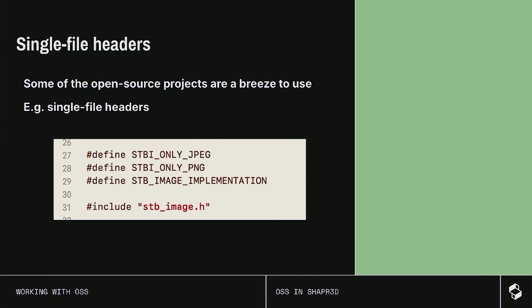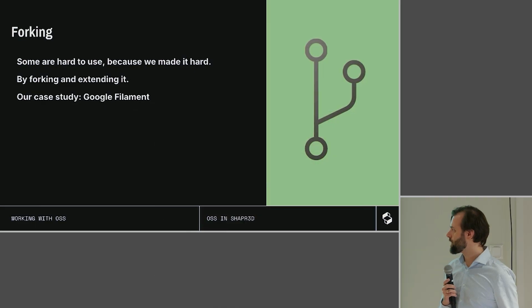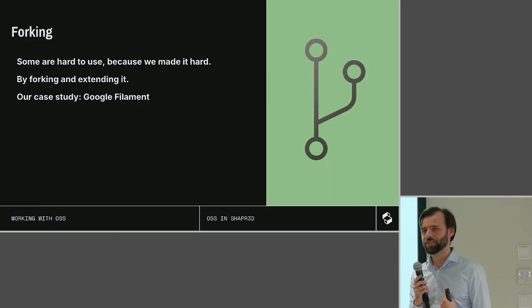Some of these libraries are very simple to use, very easy to maintain and integrate. For example, in C and C++, you have this thing called single file headers, where the whole library is just one text file. It's very easy to use. You just download the file, you include it in your CPP files, and there you go. You can use it. You don't even have to link anything. And there are some other libraries that are hard to use. And sometimes they are hard to use because we made it hard for ourselves.